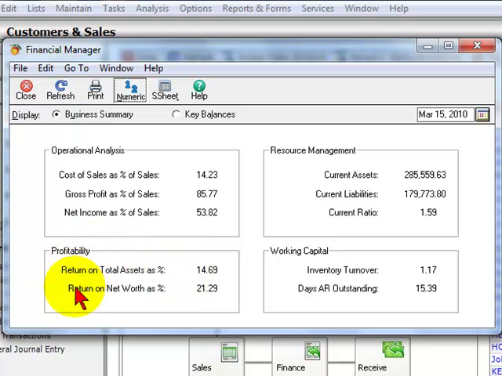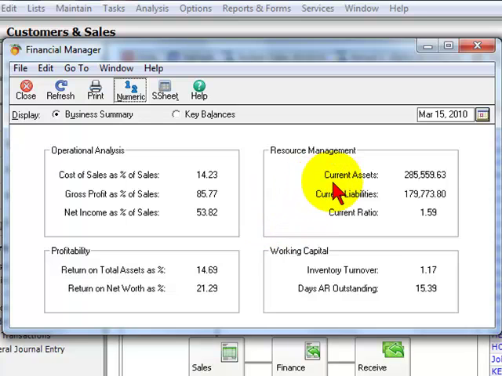In the next line, we have return on net worth. Now here you have the net income divided by your net worth. Your net worth is your assets less your liabilities. So what this is saying is that for your net worth, which is your assets less your liabilities, for every $100 in this net worth, you are generating $21.29 for every $100. Beautiful.